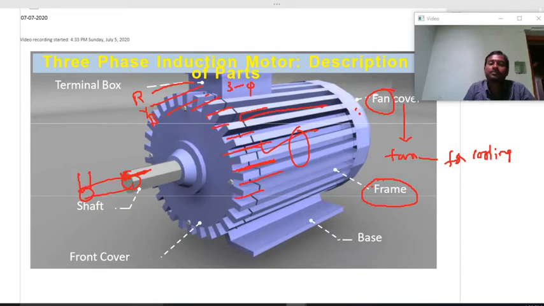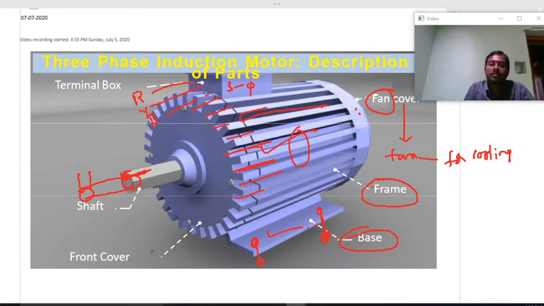The next one is the base. The base should be strong, because the machine runs with vibrations due to load changes. Due to the vibrations, the machine can move from one place to another. To avoid such movement or vibrations, we should use the base. The base has some holes, and by using these holes we can fit the rivets and nuts so that it cannot move and cannot vibrate.